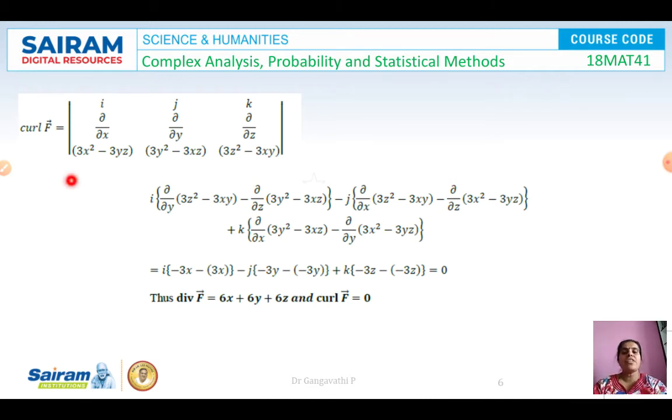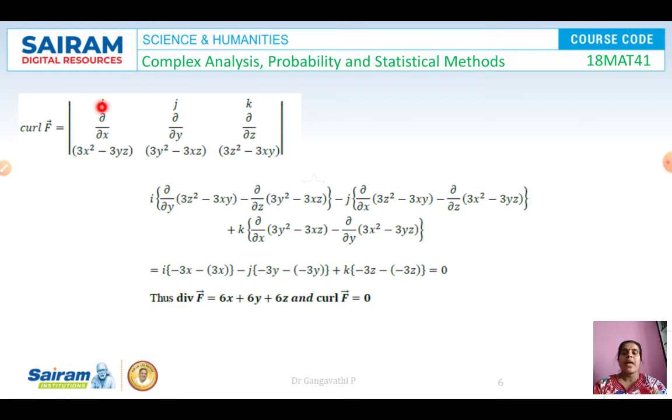By the definition, we know curl f is equal to a determinant with i, j, k in the first row. The second row will be the elements of del: dou by dou x, dou by dou y, dou by dou z. And the third row must be the elements of vector f, because we are finding curl f. The i component of vector f is this, the j component is this, and the k component is this. Now we have to solve this determinant. Hope you all know how to solve a determinant.